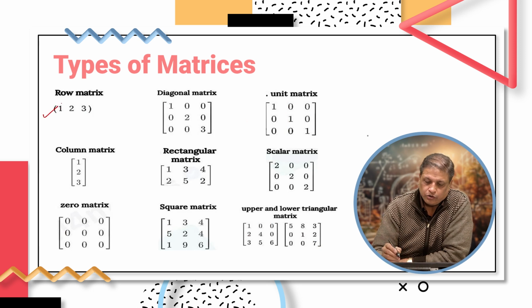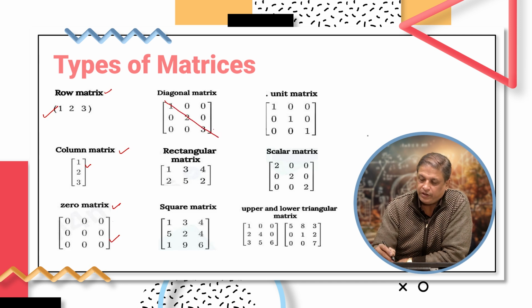Likewise, over there is only a single row. So, this is a row matrix. There is a column only. So, this is a column matrix. All elements of this matrix are 0. So, this is a 0 matrix. And in this case, we are only having the diagonal elements. So, this is a diagonal matrix.